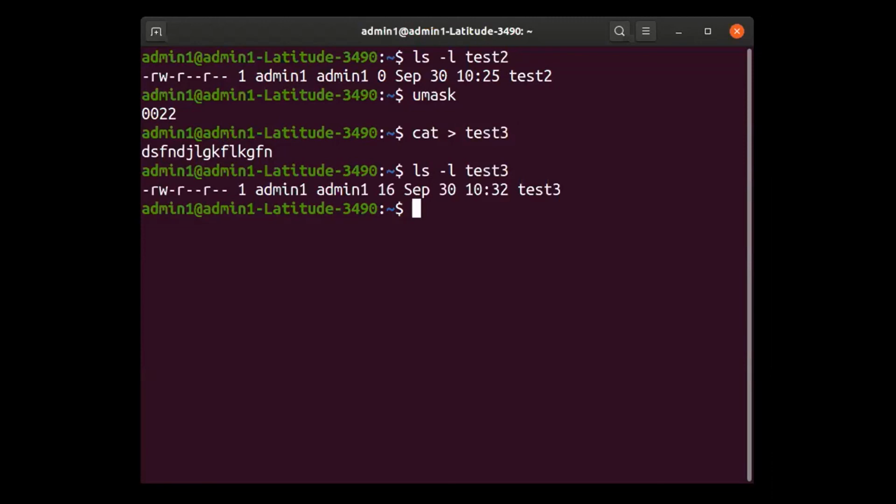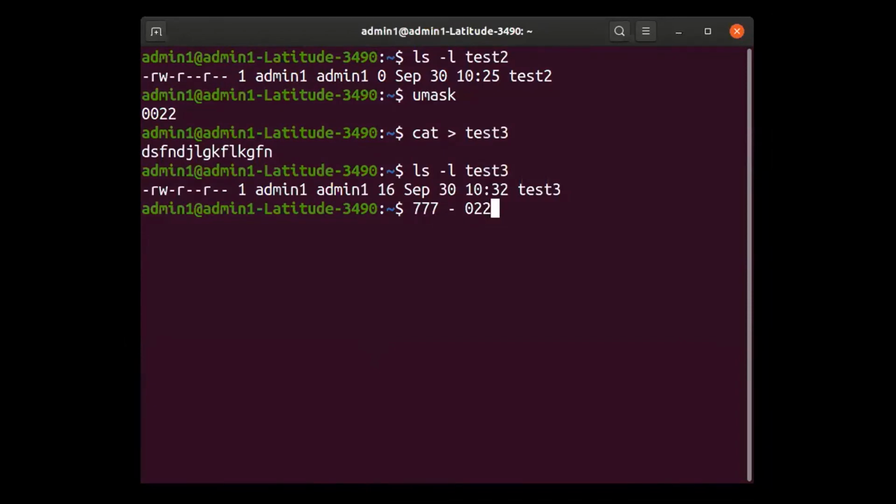Similarly, for a directory it will be 777 minus 022. So what is 777 minus 022? Please type your answer in the chat box. Hold on. 777 minus 022 is equal to what? Type your answer in the chat box. Okay, good. Yes, it is 755. Not 055, please check it out.